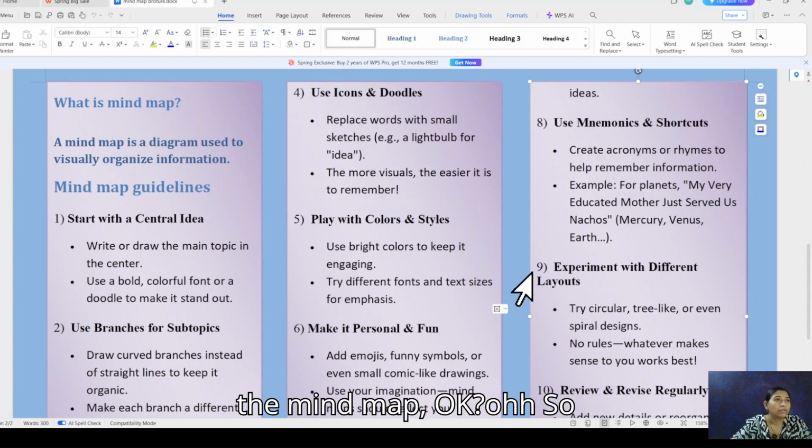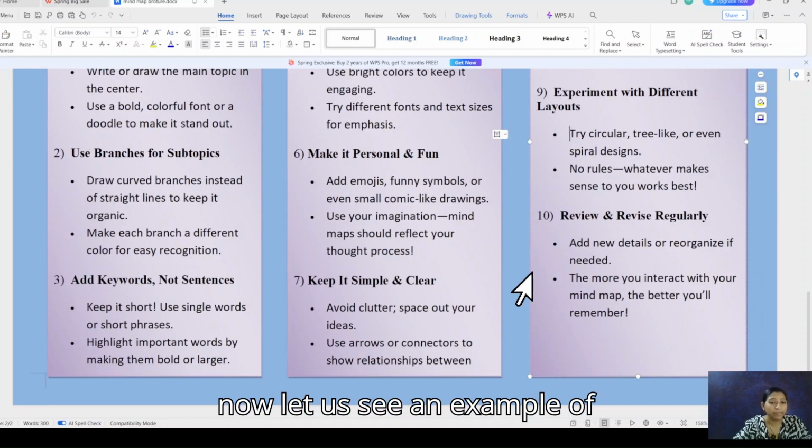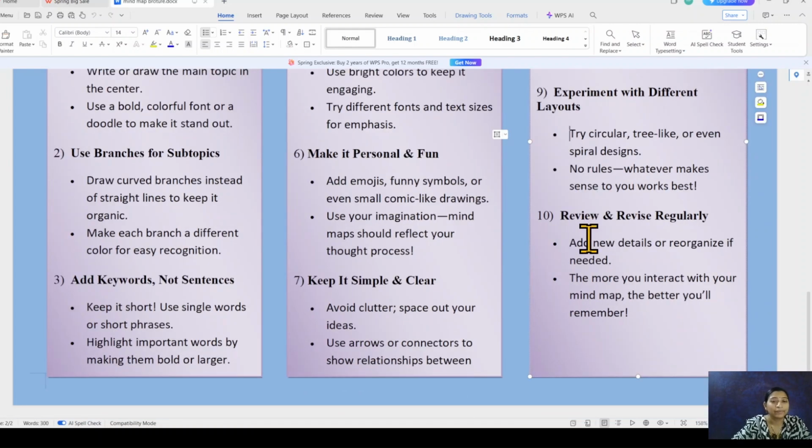Okay. So now let us see an example mind map.